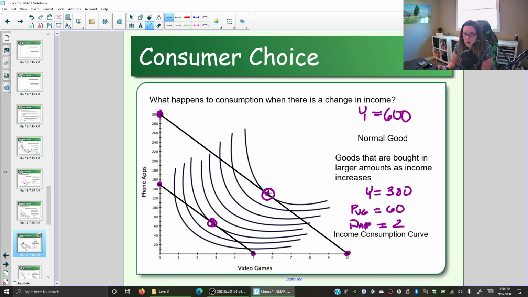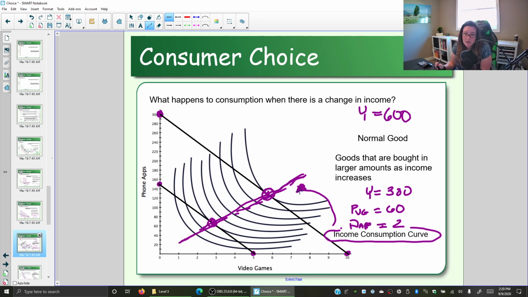so able to get more. We can actually connect these, so we could put in other budget lines and you could start to connect all these optimal consumption points. If you connect all these optimal consumption points, it shows you the combination of two goods, your apps and your games, as your income changes. This is what is called the income consumption curve. So the income consumption curve is showing us as we change income, what happens to that optimal consumption point, that combination of apps and video games we are willing and able to buy.